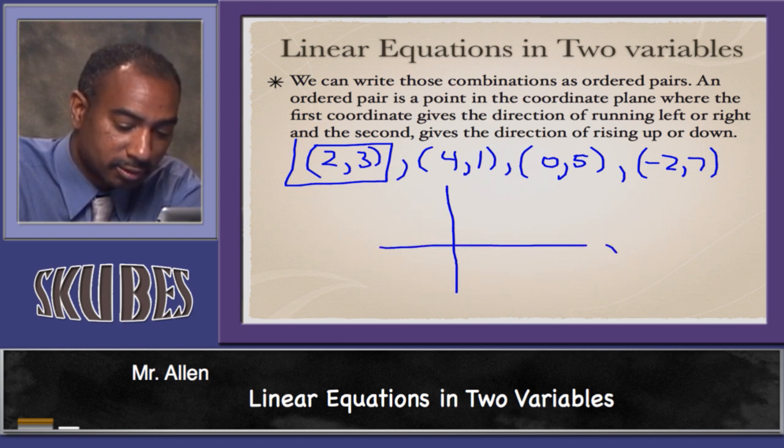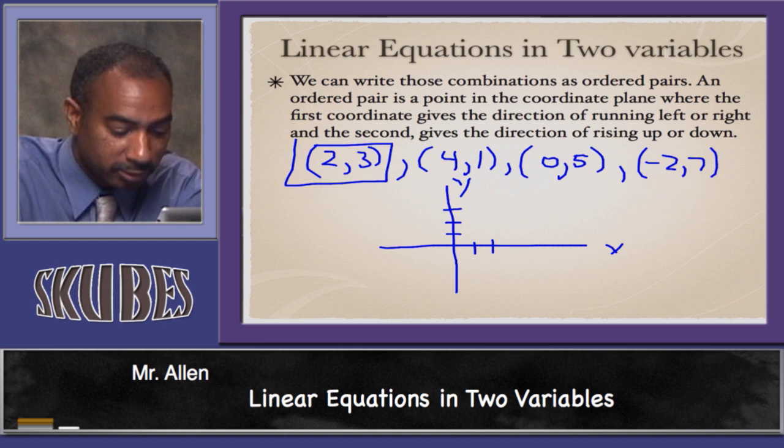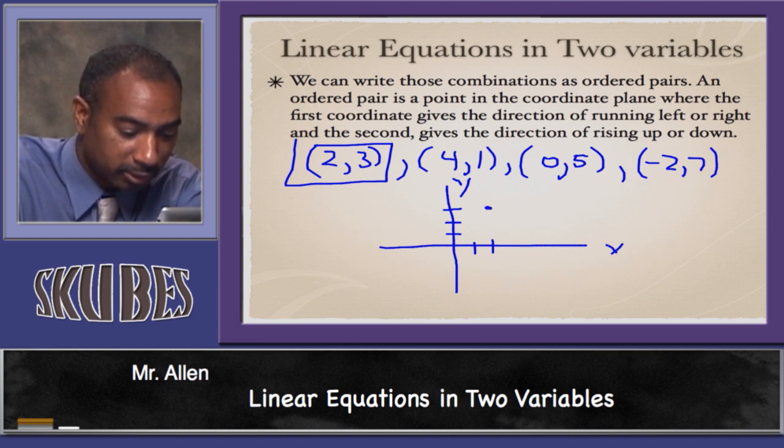This is my x-axis and this is my y-axis. And let's say I go up 3 and I'm running over 2. For the ordered pair, I have to run to the right 2 and I have to go up 3. And I make a point. And that would be (2, 3).